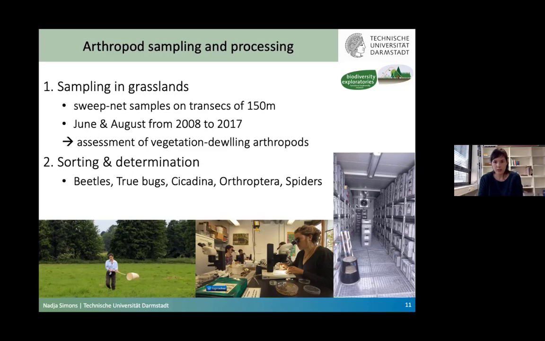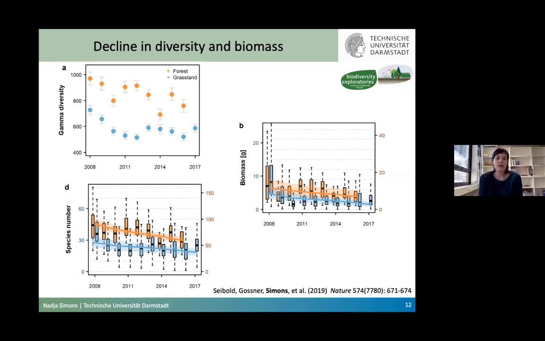Over the 9 years included in the study, we sampled more than 860,000 individuals. Of those, almost 180,000 were determined to species level, which in total were 1,309 different arthropod species. So based on these selected taxonomic groups, we could show that not only biomass of the insects, shown here, but also the number of species at a regional level and the number of species on the plot level declined significantly between 2008 and 2017. We could also show that this decline was not only restricted to grasslands, but also very pronounced in forests.